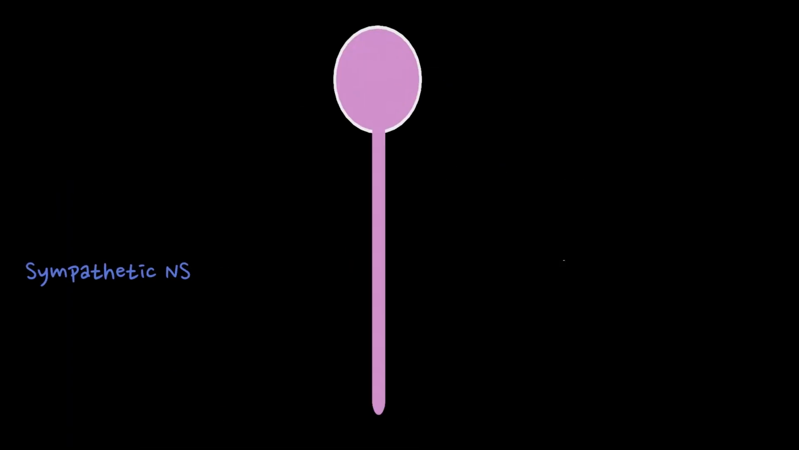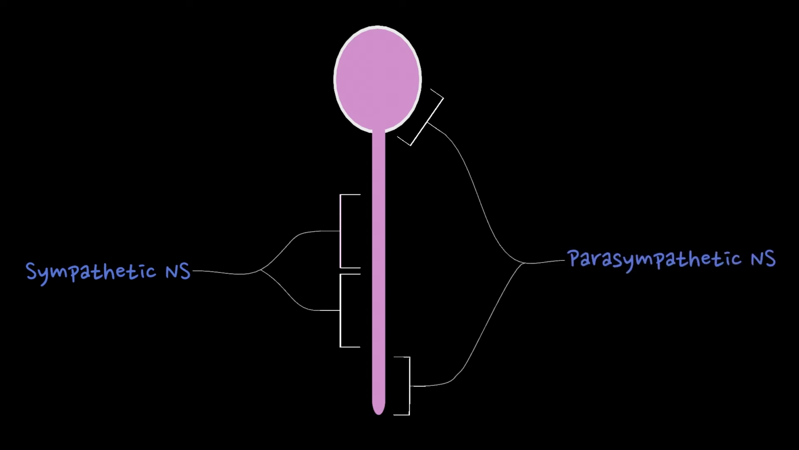The nerves in the sympathetic nervous system are of thoracolumbar origin. That is, it originates from the thorax and the lumbar levels of the body. The nerves in the parasympathetic nervous system are of craniosacral origin, that is, it originates from the brain and from the sacral part of the body.